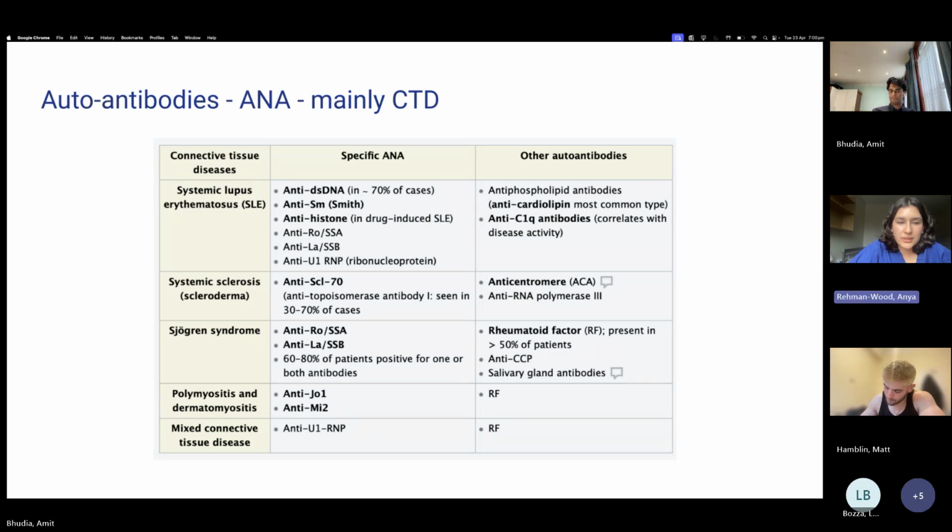So systemic sclerosis, we have the anti-Scl-70, which is for diffuse scleroderma, and anti-centromere, which is for limited cutaneous systemic sclerosis. Then Sjögren's is anti-Ro and anti-La, rheumatoid factor. For polymyositis and dermatomyositis, anti-Jo is the main one to know. Okay, and the next one.